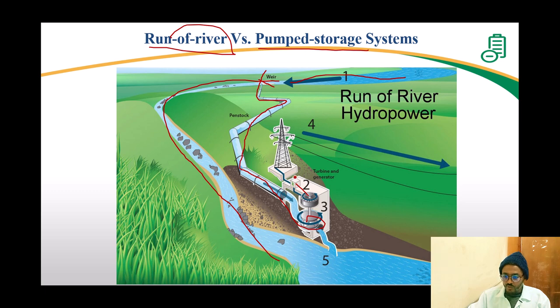This transformer, we will have the generator, so when the water hits the turbine, it will start this one, and then it will go to the transmission tower into the place that we want. This thing, we call it run-off river hydropower. Just like simply a river running and it hits the turbine, so it can give you power.